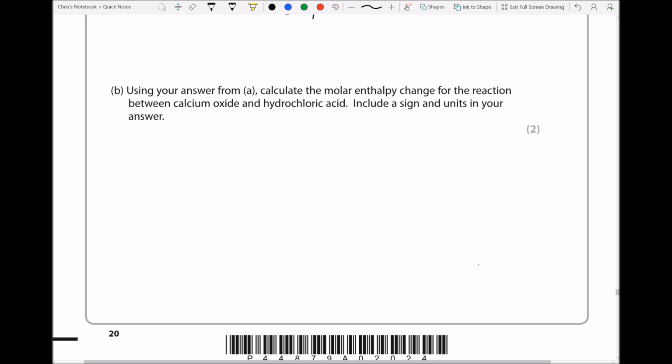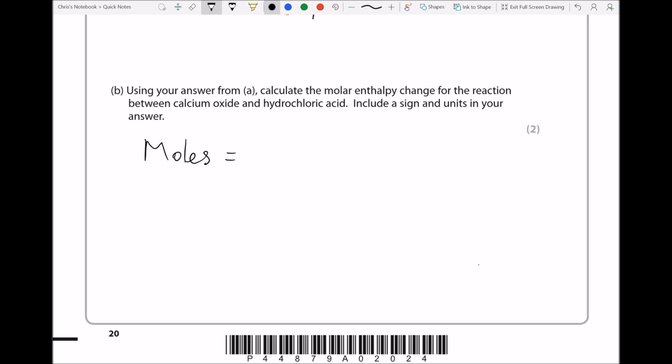Okay, part B. Using your answer for part A, calculate the molar enthalpy change for the reaction between calcium oxide and hydrochloric acid. Include a sign and units in your answer. Right, so this is a molar enthalpy change, also known as delta H. So we need to work out the number of moles of calcium oxide, the number of moles of this whole reaction.